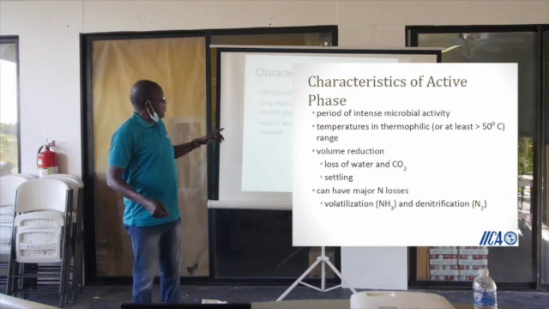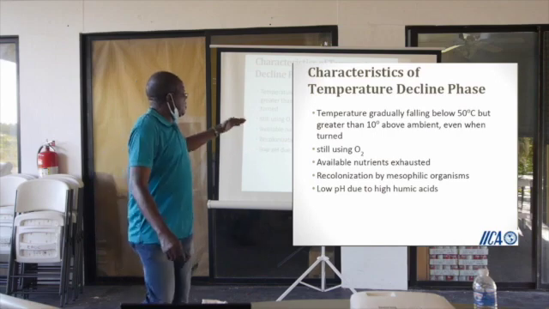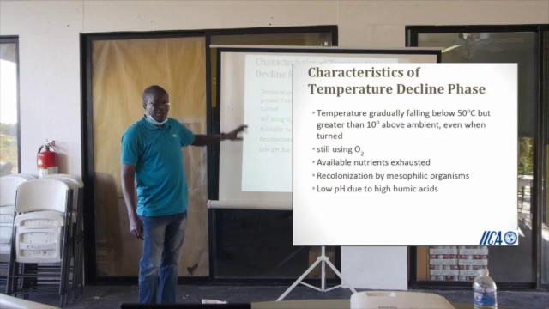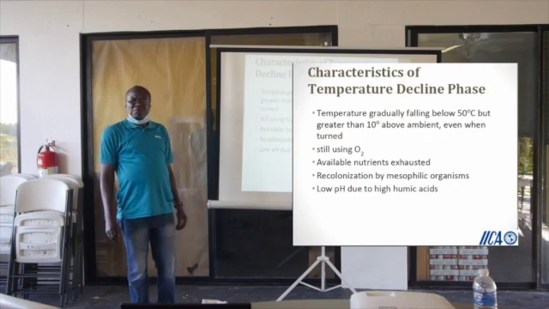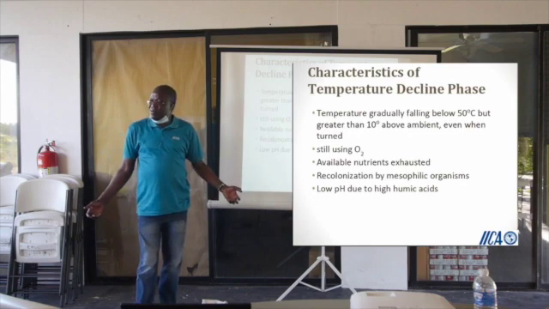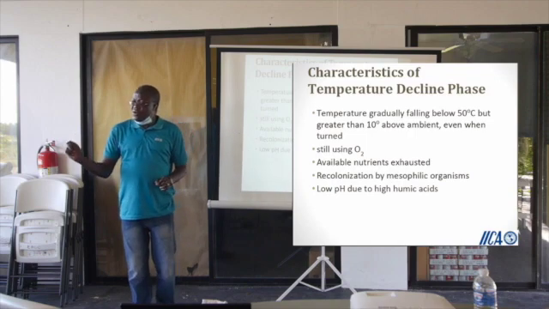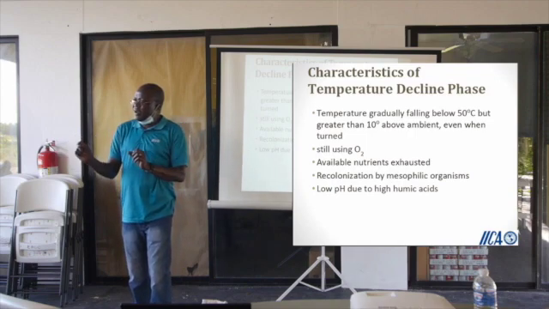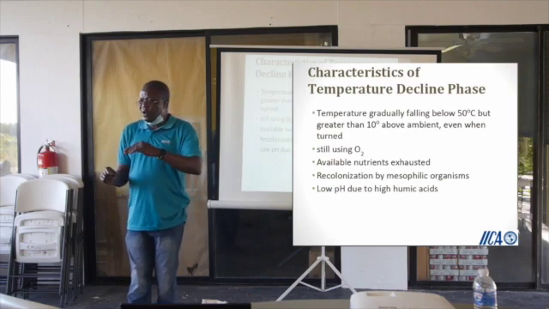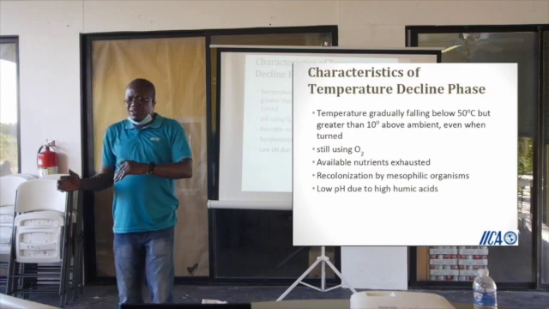Okay? So, over time, you then enter the decline phase that we have talked about. Temperature falls and stays within 10 degrees of your ambient temperature. It's still using oxygen, but very little, and available nutrients have been exhausted. The bacteria are just trying to hold on. And now, at that stage, you see some of the insects coming back. Some of the mesophilic bacteria are now coming back because the temperature has cooled down. Hot temperature will kill mesophilic bacteria, but now since it's cooling down, they are coming back in there.